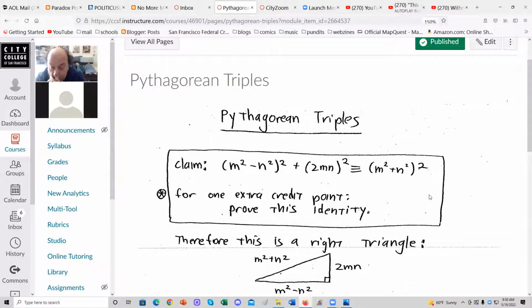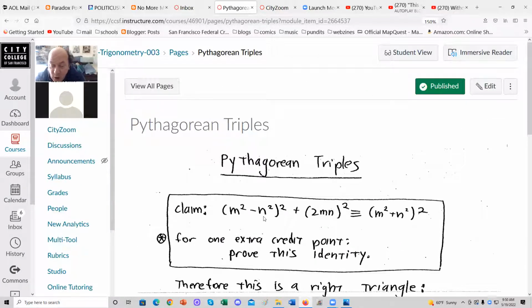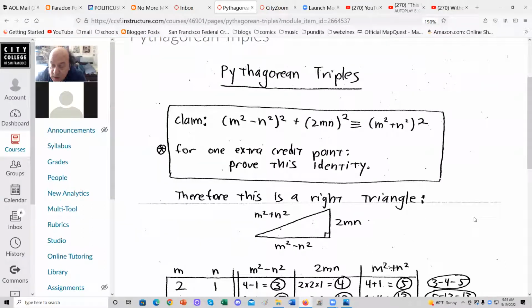In fact, it turns out that if m and n are whole numbers, then this identity applies for all m and n: m squared minus n squared, squared, plus 2mn squared equals m squared plus n squared, squared. So m squared minus n squared, 2mn, and m squared plus n squared form the sides of a right triangle. And if m and n are whole numbers, then so are these three numbers. So that would give you what's called a Pythagorean triple.